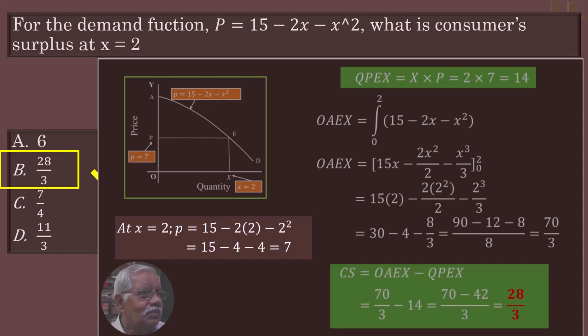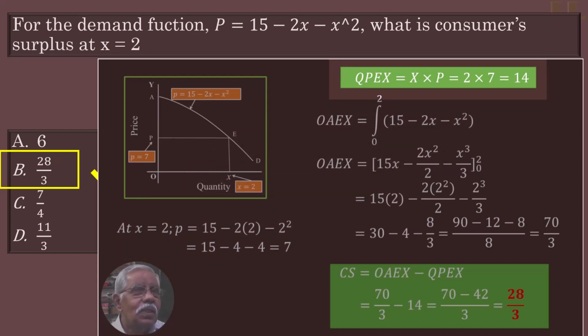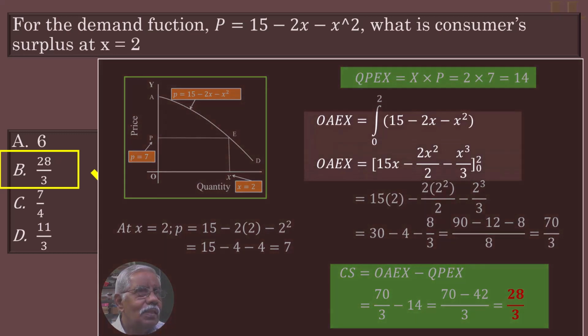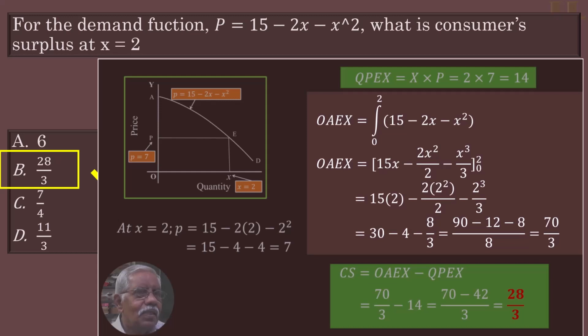We have X, we have price. Find the amount the consumer actually does pay. 2 times 7, 14. Well, now we have to find the area OAEX. For this, we have to integrate the given function from 0 to 2. It is integrated here. We substitute the value of x in the integral. On simplification, we get 70 by 3.